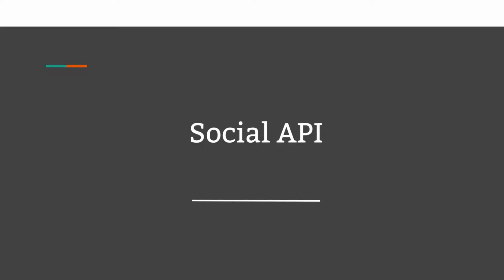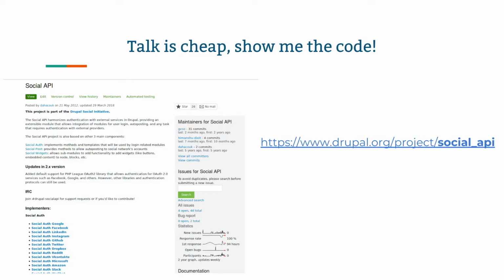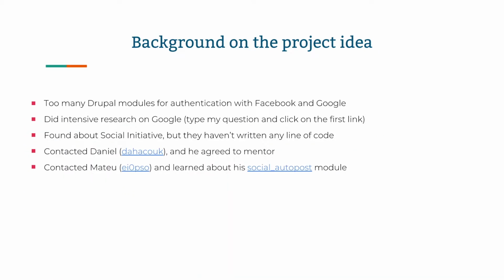But let's get down to business. Let's talk in more detail about the social API and how it's working. But before talking, I just want to show the code. That's more important. You can see more about the project on the project website at drupal.org/project/social_api, or you can just Google social API Drupal. And a little bit of background on why this is important.